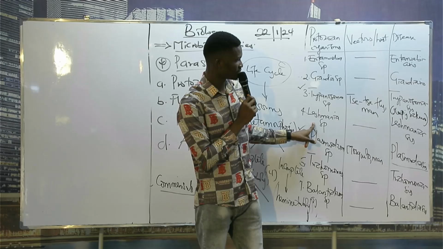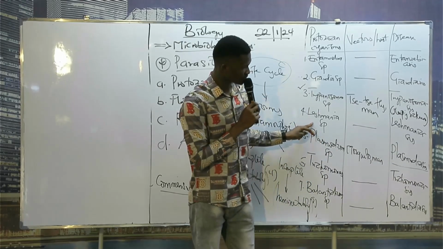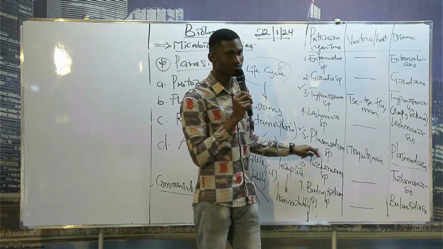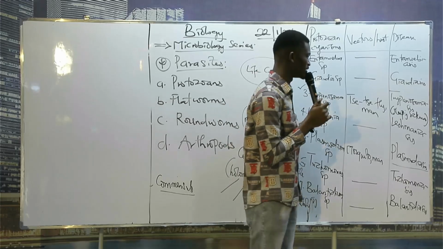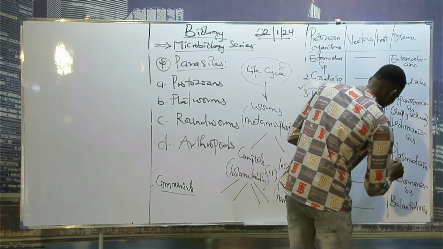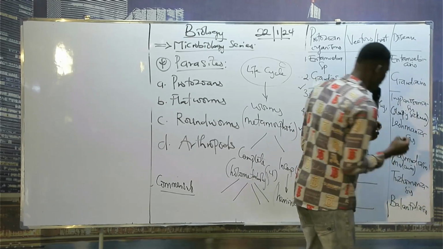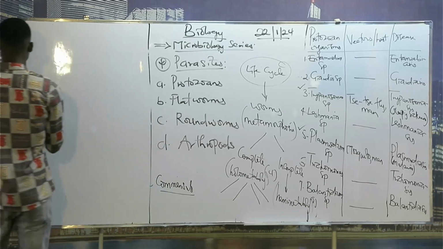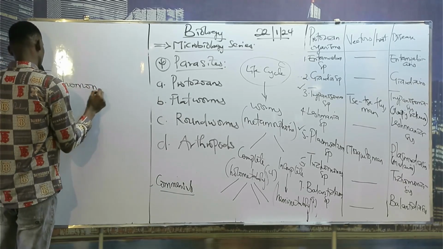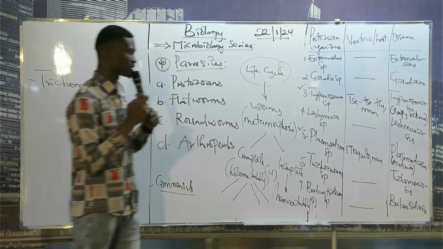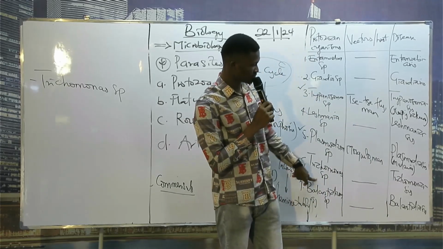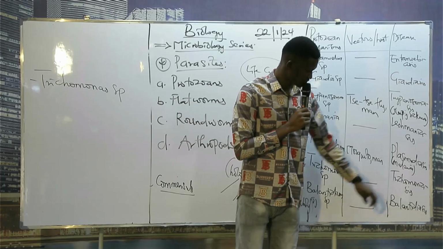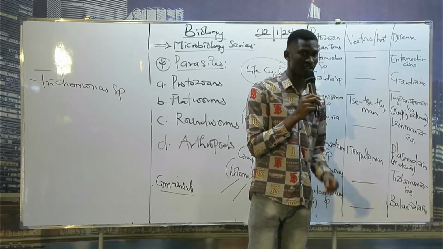Plasmodium sp causes plasmodiasis. And this plasmodiasis is what we commonly call malaria. Okay. Trichomonas sp. Can you see what I wrote here? Trichomonas sp causes trichomoniasis. Balantidium sp causes balantidiasis.